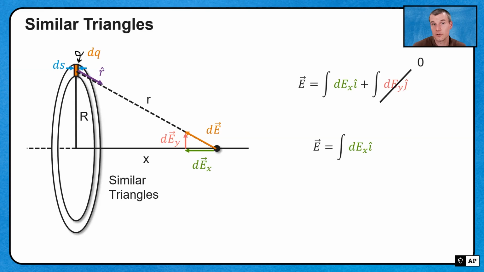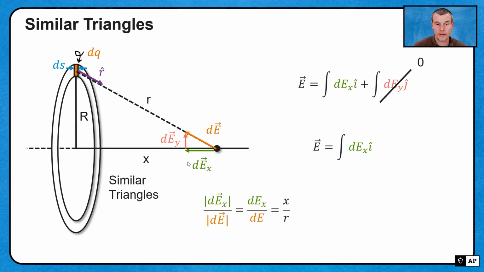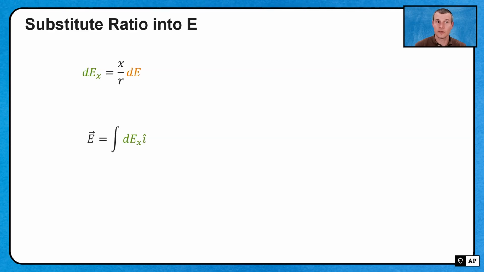To help us with this, we're going to look at similar triangles. I have this little triangle down here, and I also have this bigger triangle of the whole setup, where I can say that x is to dE as my x component is to r. Manipulating that to solve for dx so we can sub it in later, we get something that looks like that. So here we go. We have a few things from before, and let's sub this ratio into that equation to get this. Looks pretty happy. Things are going well so far.